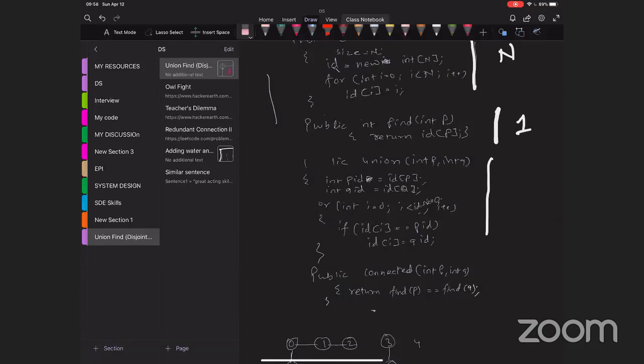Right. So that's why we are calling it quick find, because our find is O(1), union is not O(1), right? Okay. So now let's quickly move to the other algorithm.